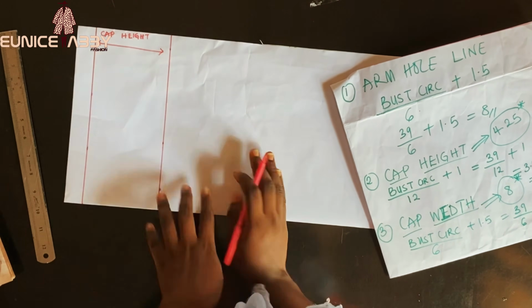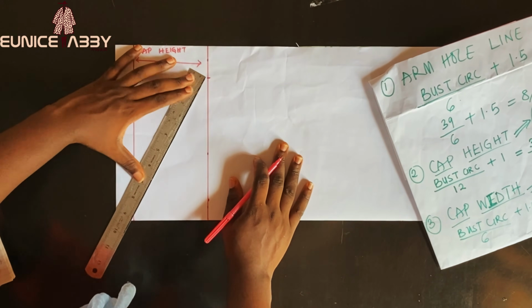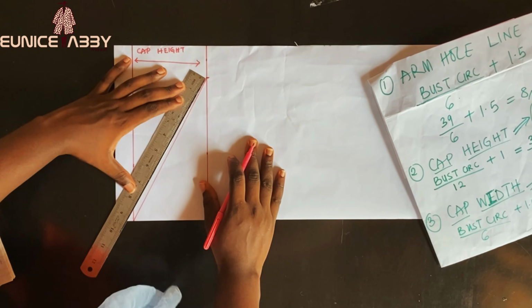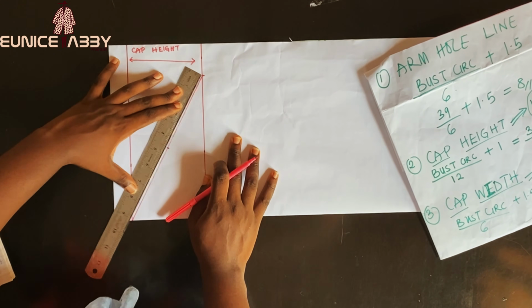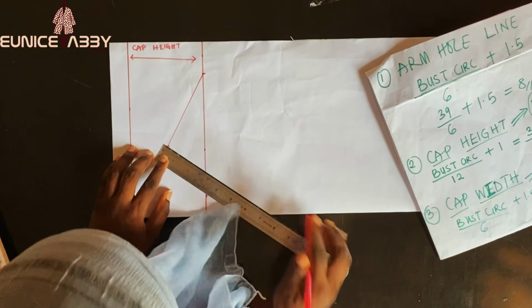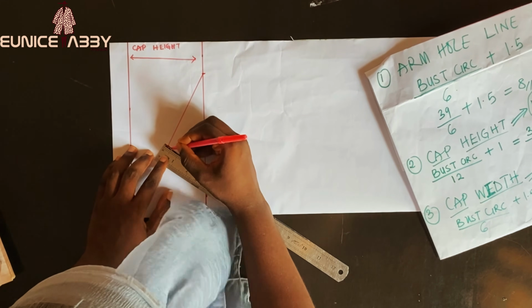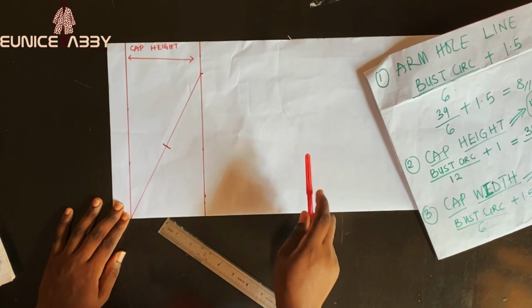After which, I went ahead to mark my cap width, which is 8 inches, and I connected to the sleeve head just as shown. Then I went ahead to find the midpoint of this line and I marked it. On that midpoint line, I came out by 0.25, okay, and I also came down by 0.25. So 0.25 out and 0.25 inward.